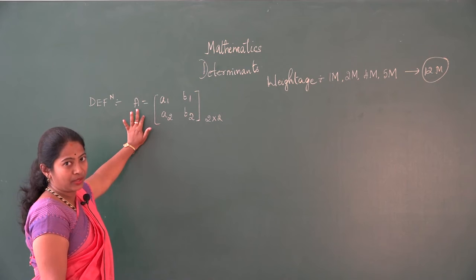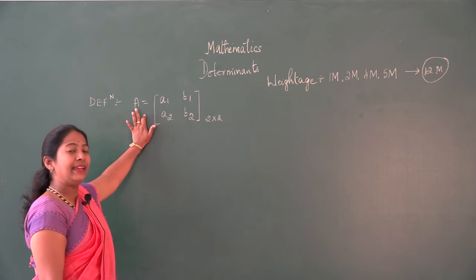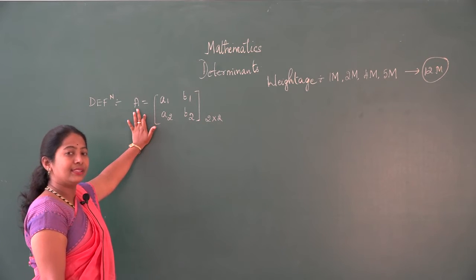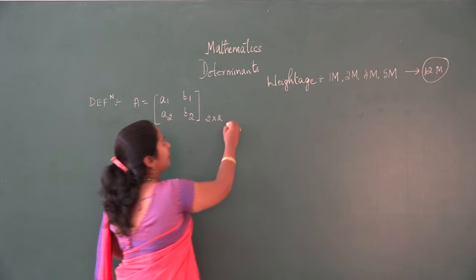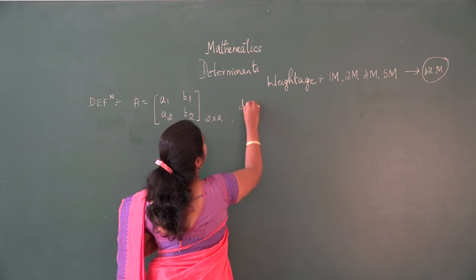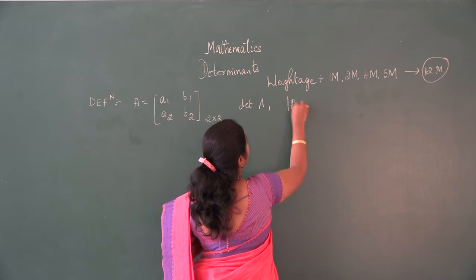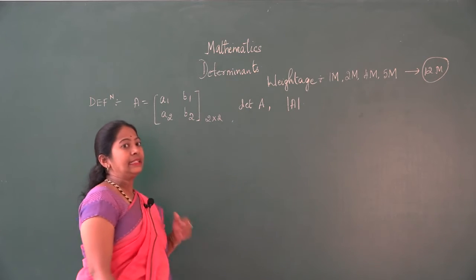Let A be a square matrix of order 2 cross 2. Every square matrix A can be associated with a unique number, which is called the determinant of the matrix A, written as determinant A and denoted by det A.